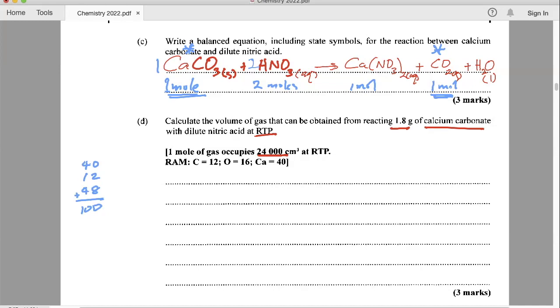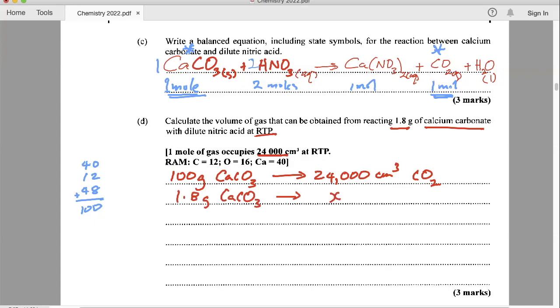So we can now say that 100 grams of calcium carbonate reacts to give us the 1 mole of carbon dioxide, but we know that 1 mole of a gas occupies 24,000 cm³ at RTP. So this is the volume of gas that's produced from the 100 grams of calcium carbonate. Now, if we use 1.8 grams of calcium carbonate instead of the 100, we need to find out what volume of gas, carbon dioxide, will be produced.